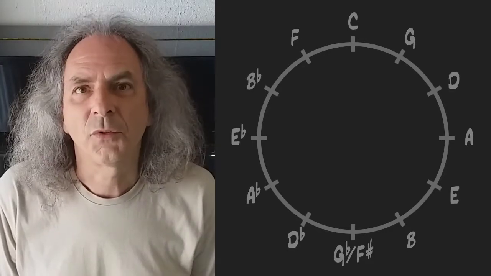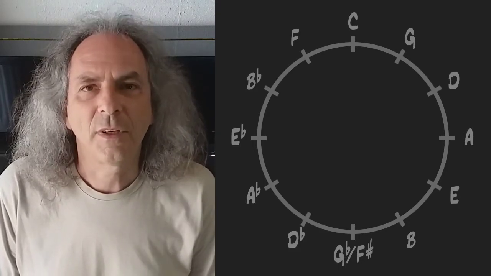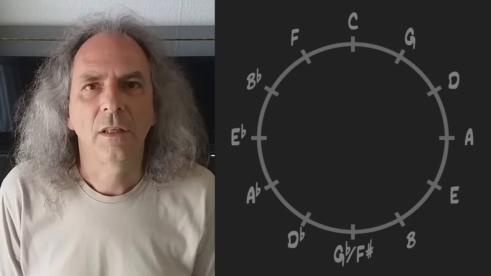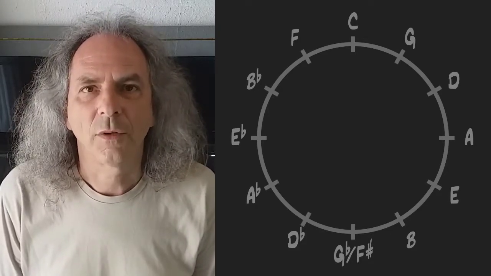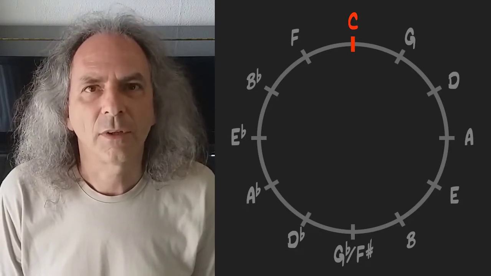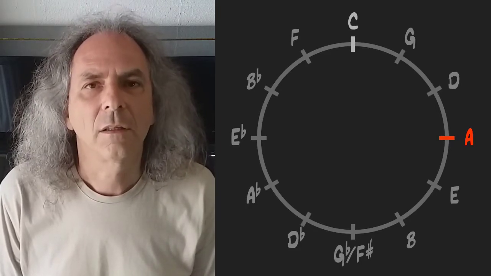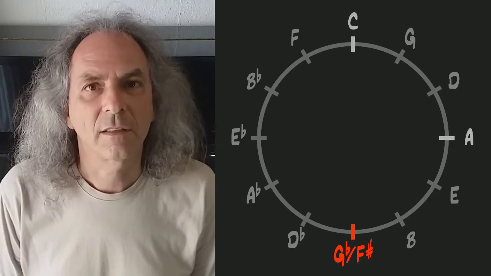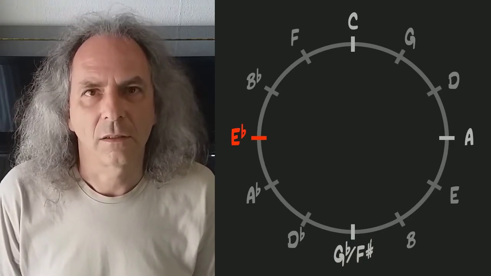But instead of trying to memorize a piece of information in all 12 keys at once, I prefer to divide the circle in 4 sections or quadrants. The quadrants are marked by the notes C at 12 o'clock, A at 3 o'clock, F sharp or G flat at 6 o'clock, and E flat at 9 o'clock.